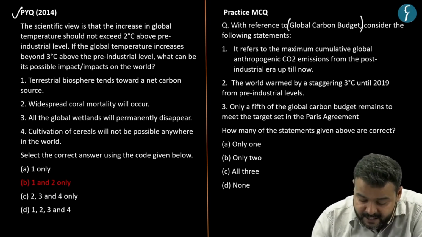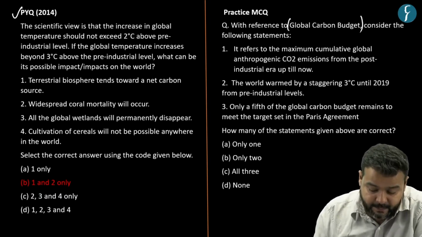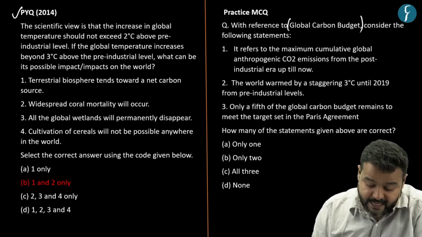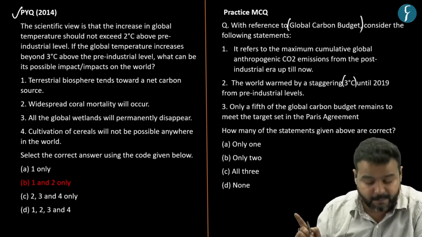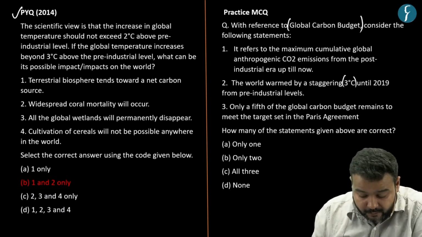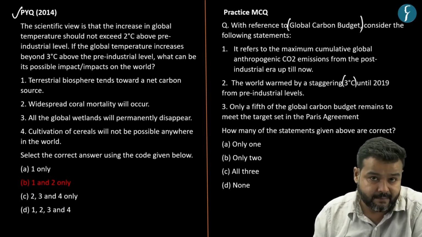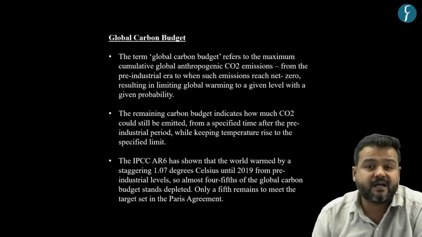First statement says it refers to the maximum cumulative global anthropogenic CO2 emission from the post-industrial era up till now. Second statement says the world warmed by a staggering 3 degrees Celsius until 2019 when compared to pre-industrial levels. Third statement says only a fifth of the global carbon budget remains to meet the targets set in the Paris Agreement. So to answer this question, we must understand what is global carbon budget.